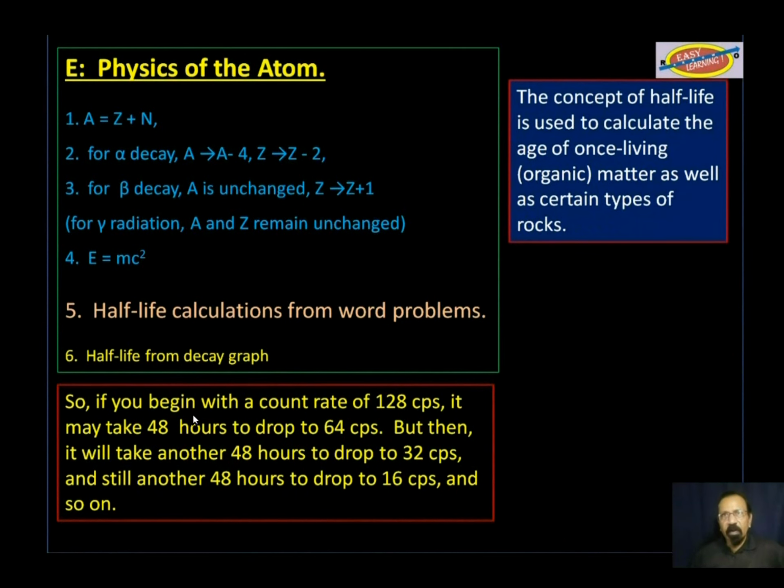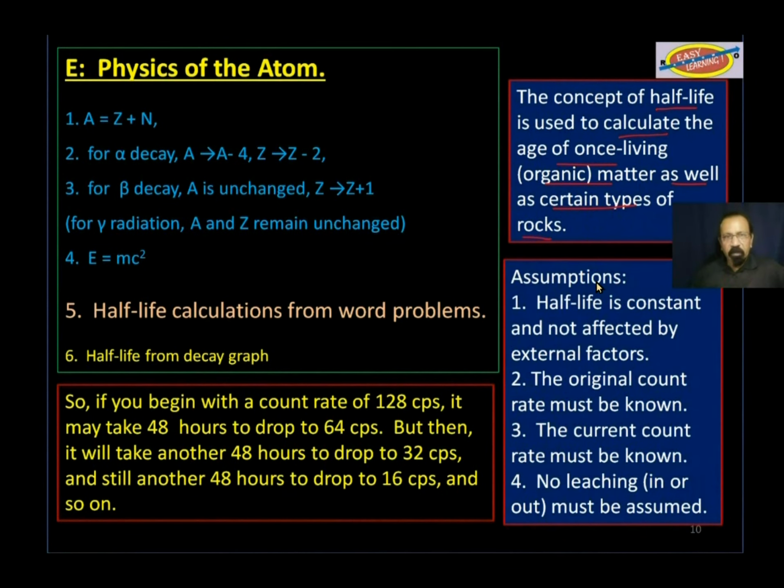The concept of half-life is used to calculate the age of once living organic material as well as of certain types of rocks. There are some assumptions that are made. First, that the half-life is constant and not affected by external factors. That's not strictly true, but that is the assumption we will make. Second, the original count rate must be known. Is it 128 here? If right now we are at 16, how do we know that the original count rate was 128? That has to be assumed.